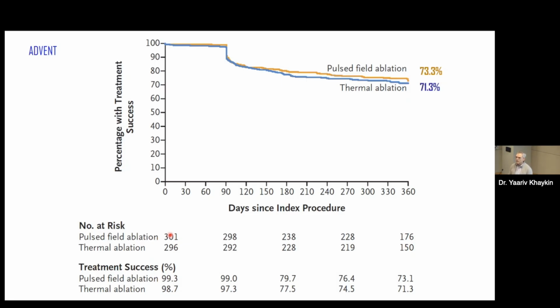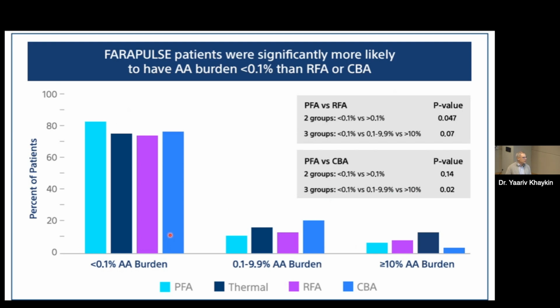Now, as I will show you, success is not created equal, so to speak, in that you may be having atrial fibrillation, but it also is important how symptomatic you are and how much atrial fibrillation you're having. And that's where some of these technologies do differ. But on face value, success rate is about the same. On the other hand, when you look at how much atrial fibrillation people were having when they were still having atrial fibrillation, if you were ablated using pulse field ablation, you were much more likely to have a low burden of AFib, less than 0.1%.